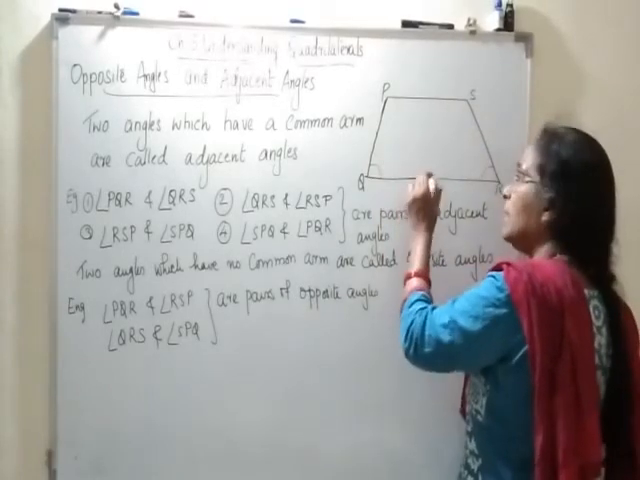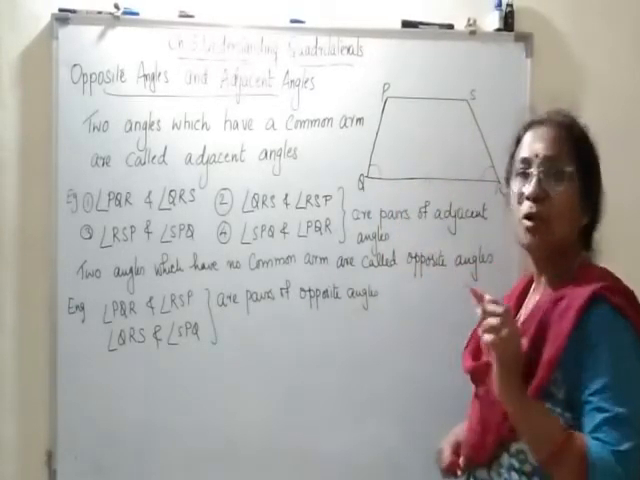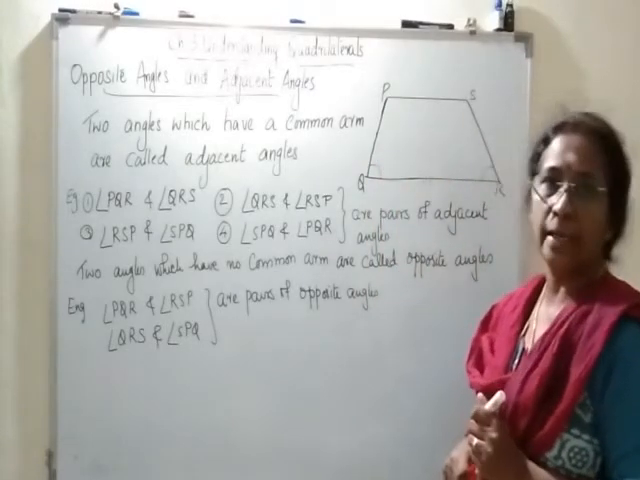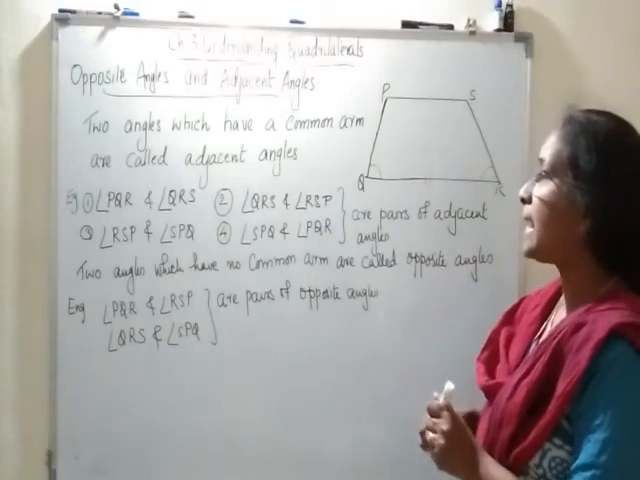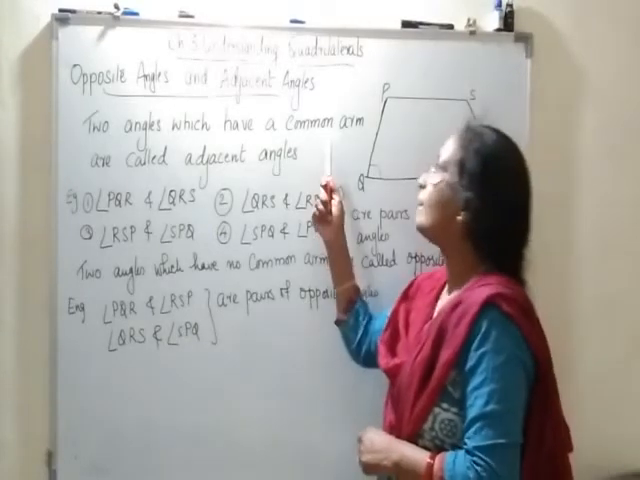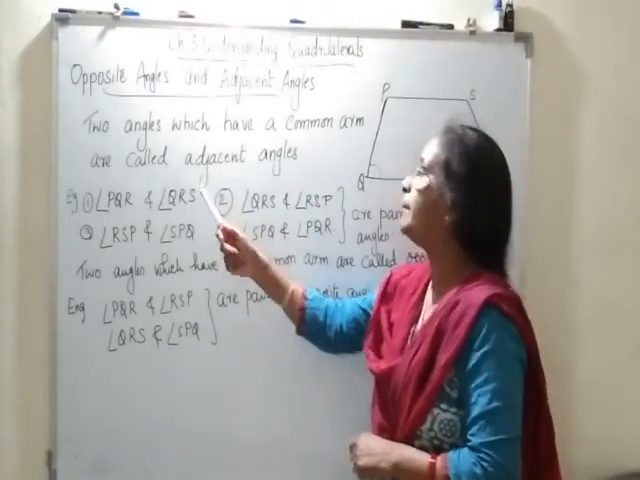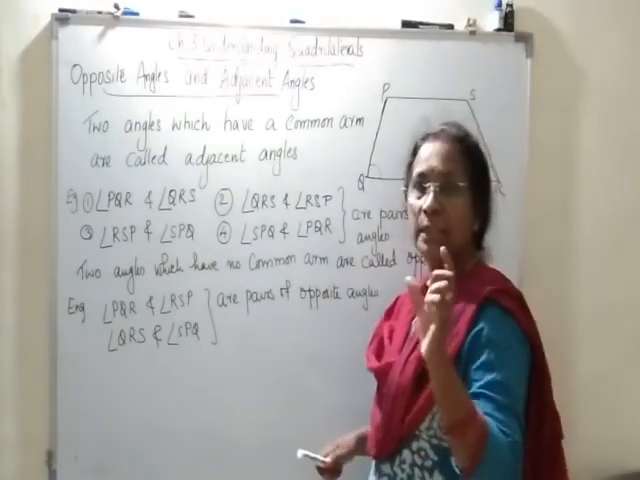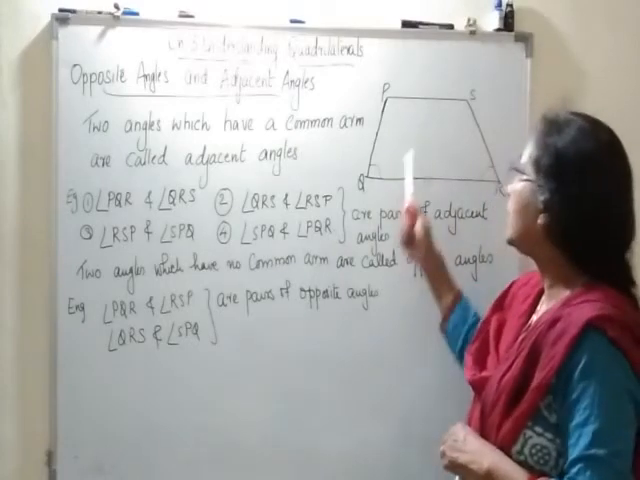In both of these angles, this side is common. So these 2 angles are called adjacent angles. So what are adjacent angles? 2 angles which have a common arm are called adjacent angles. How many adjacent pairs of angles are there in a quadrilateral?